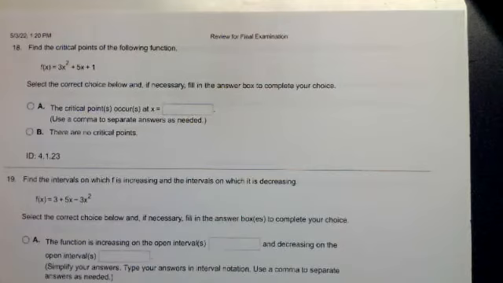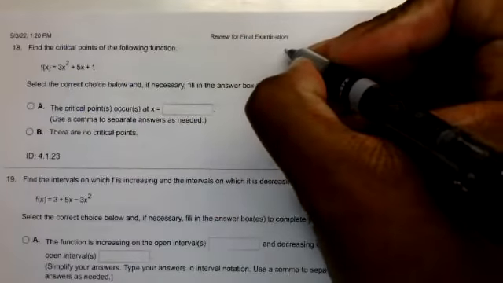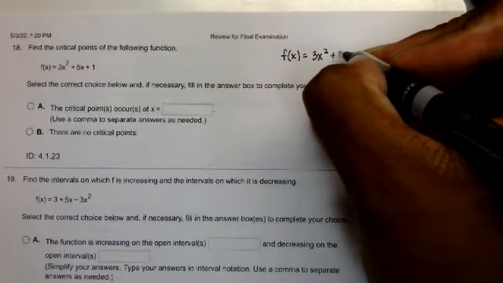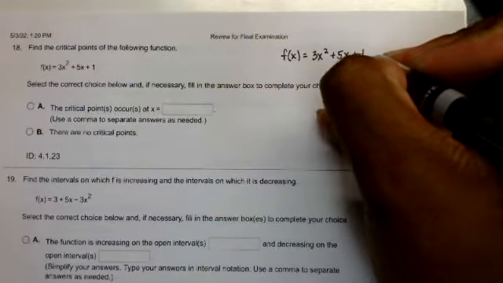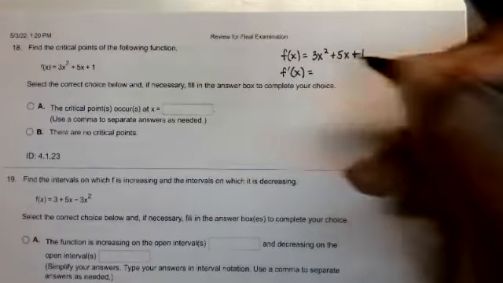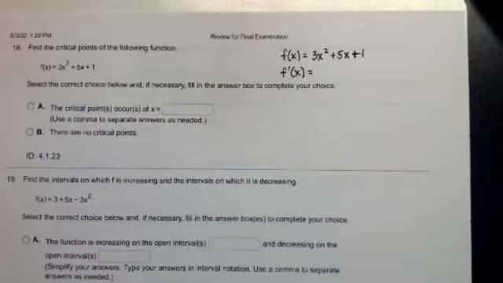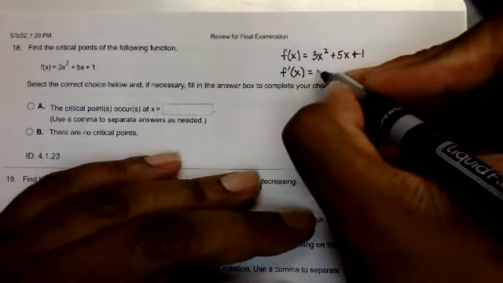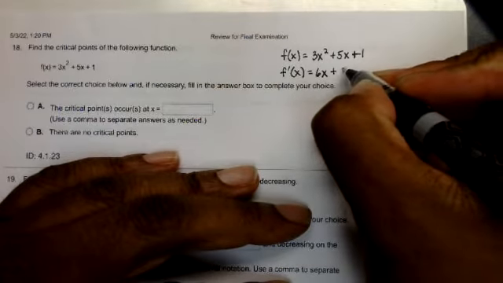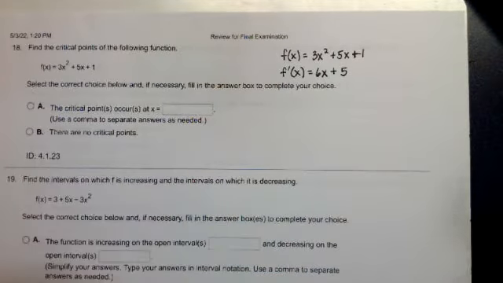So let's find the derivative of f of x is equal to 3x squared plus 5x plus 1. So if I take f prime of x, the derivative of that, 3x squared plus 5x plus 1, would be: take the 2 multiplied by 3, which will be 6, copy the x to the 1 less power, plus the derivative of 5x, which will be 5. So f prime of x will be 6x plus 5.